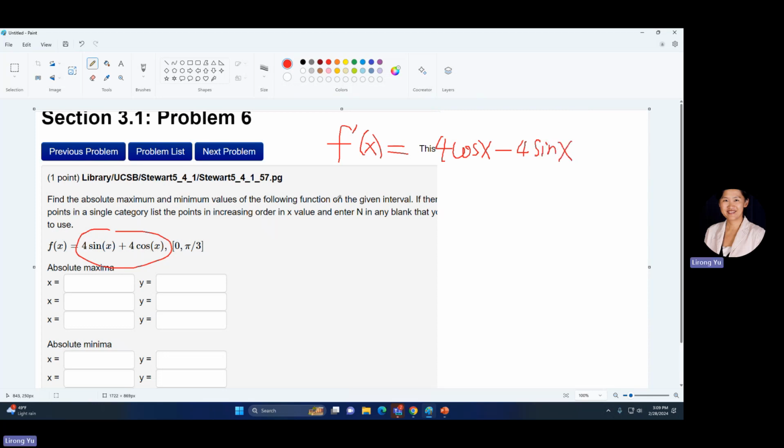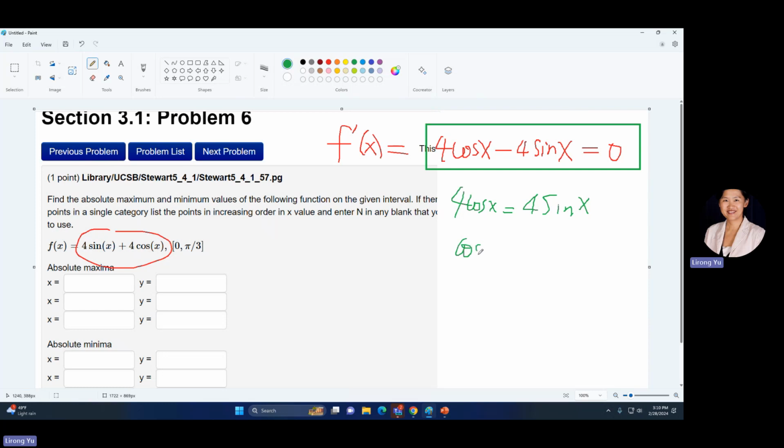That is the derivative. Again, sine and cosine are always well defined. Tangent, cotangent, secant, and cosecant have points where they are undefined, but sine and cosine are always defined, so the only possible point is when this equals 0. So again, we're solving this equation. You have two terms on the left, so you move one term to the right. You have 4 cosine x equal to 4 sine x. We divide both sides by 4, then you have cosine of x equals sine of x.